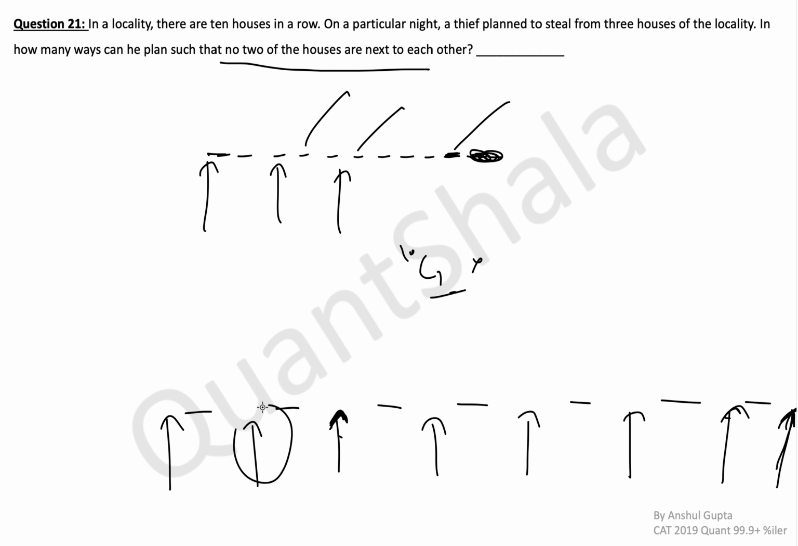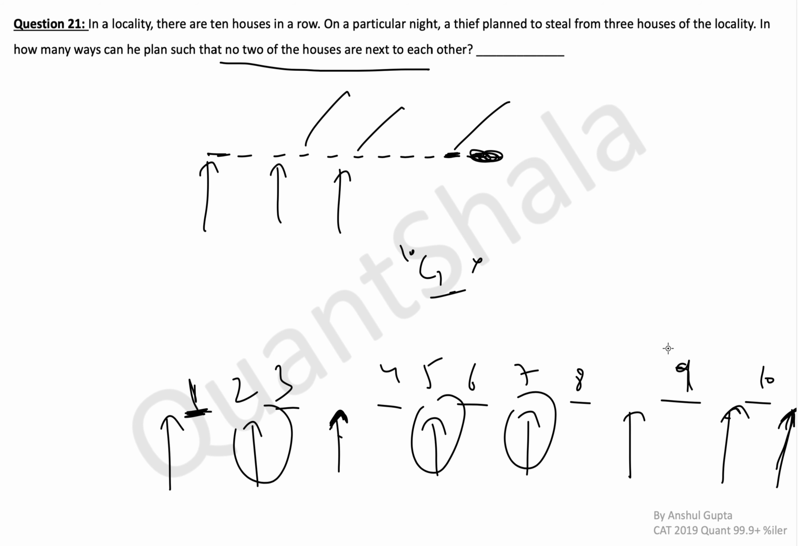Let's say you choose this one, and this one, okay? So that means there were 10 houses. This was the second house, this was the third house, fourth, fifth, sixth, seventh, eighth, ninth, and 10th. So these were the 10 houses, and the thief stole from which houses? 2, 5, and 7. Okay, this is one such scenario.